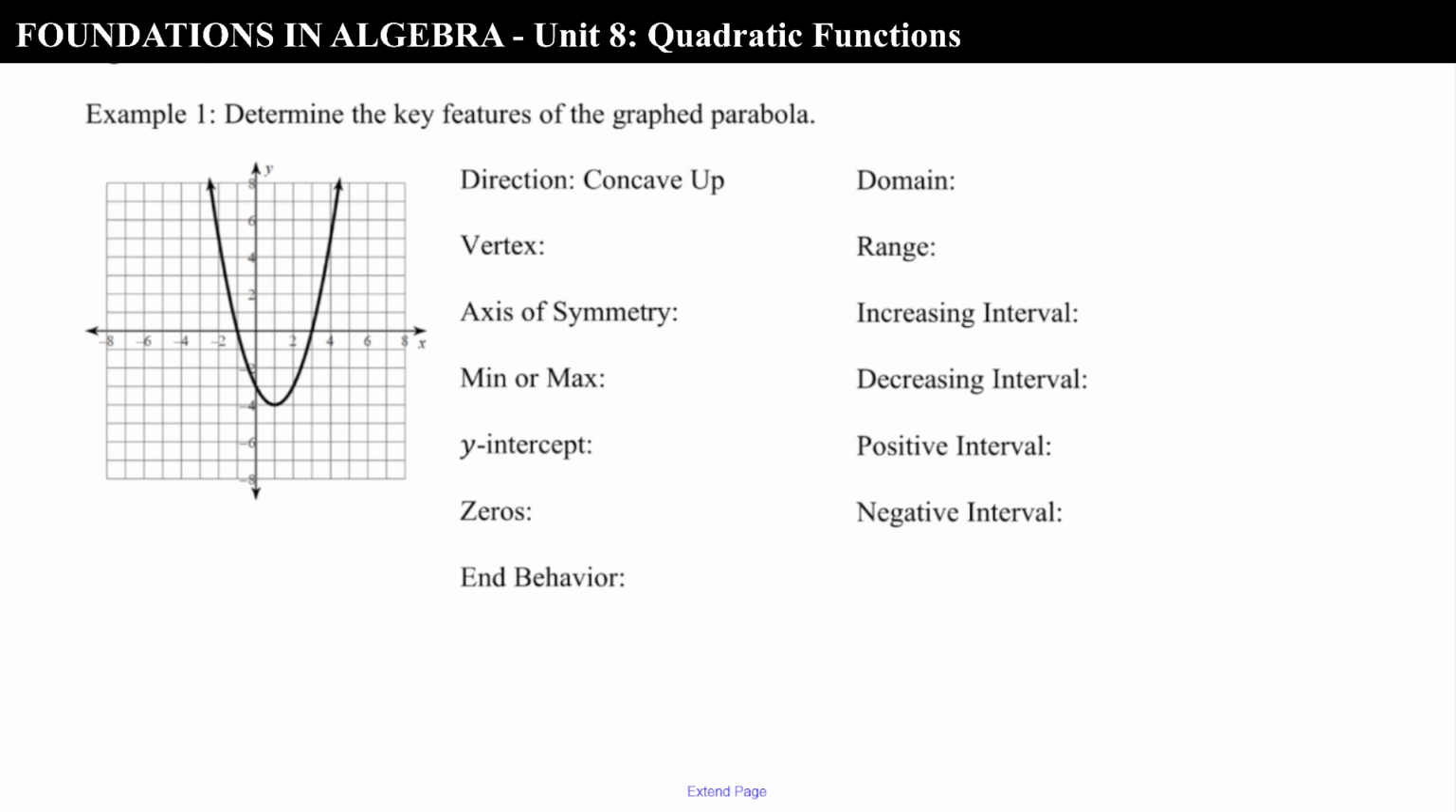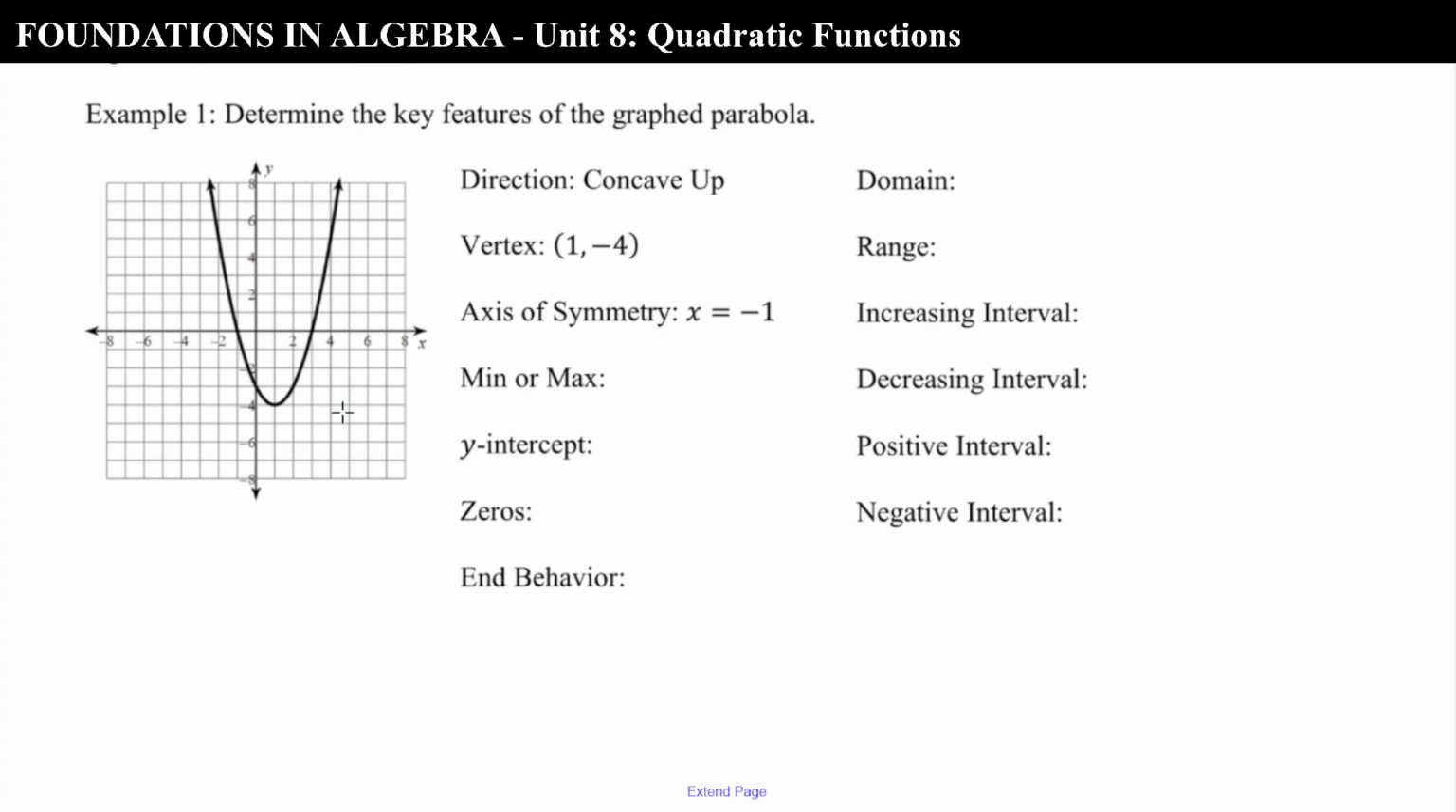The vertex, we're going to get the ordered pair of where the vertex is. So the vertex is located here, where I put the crosshair. So the ordered pair is going to be 1, -4. The axis of symmetry is this x value, where we can draw a vertical line. So x equals -1, or I should say +1. Okay, that should be a +1.